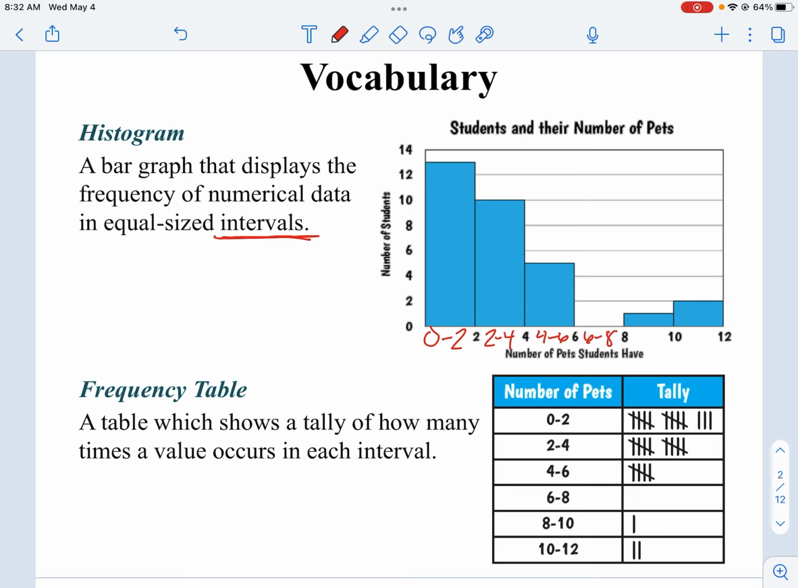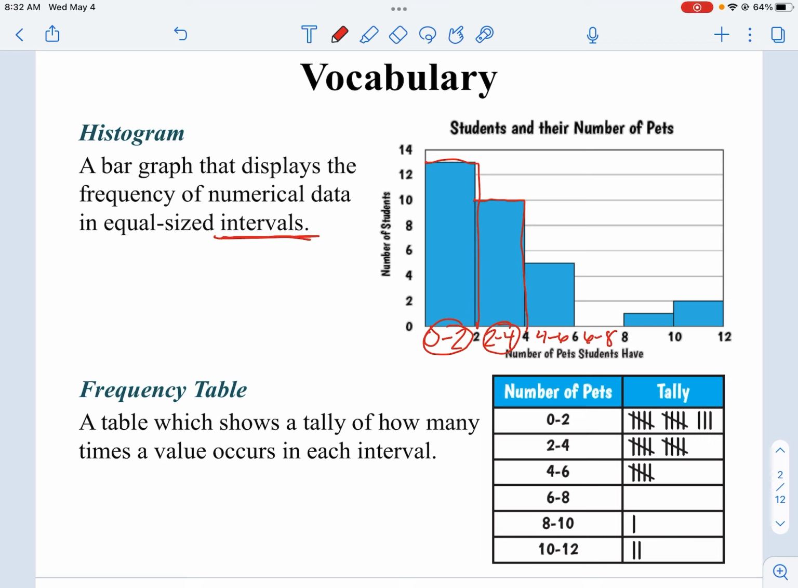Okay, so this histogram is showing students and their number of pets. So this first one shows that 13 students have between 0 to 2 pets. 10 students have between 2 to 4 pets. So it's in intervals like this, the 2 to 4, 0 to 2, instead of a set number.